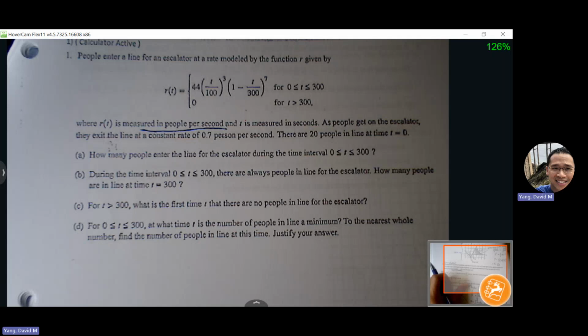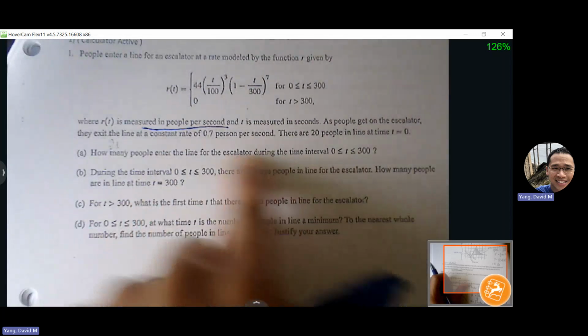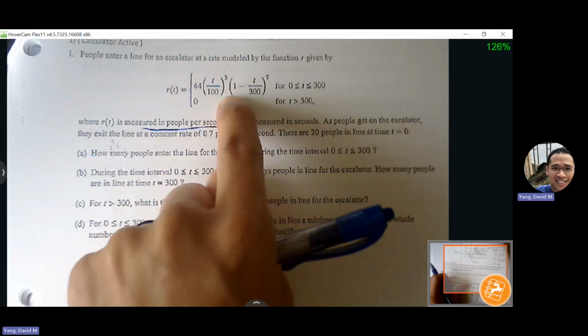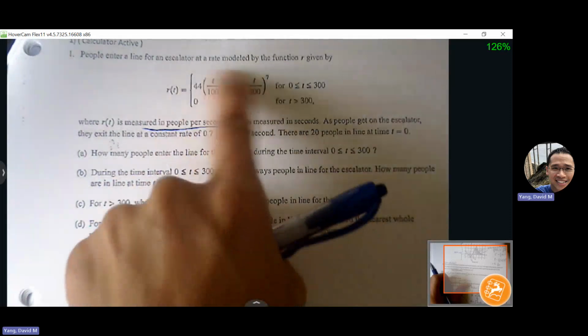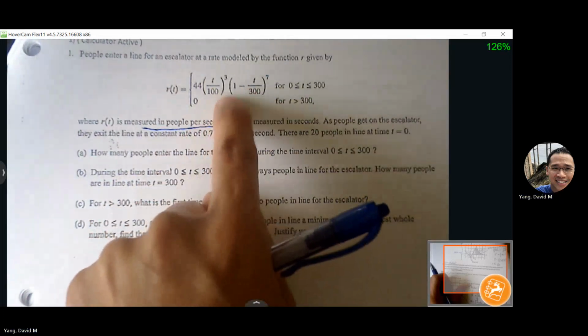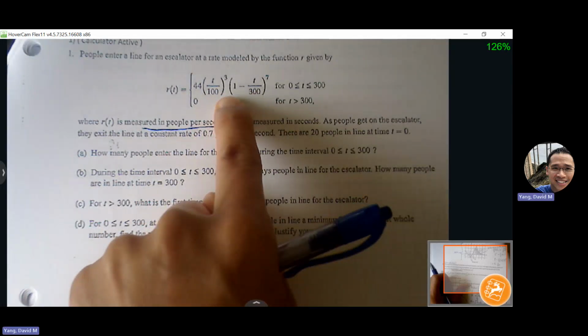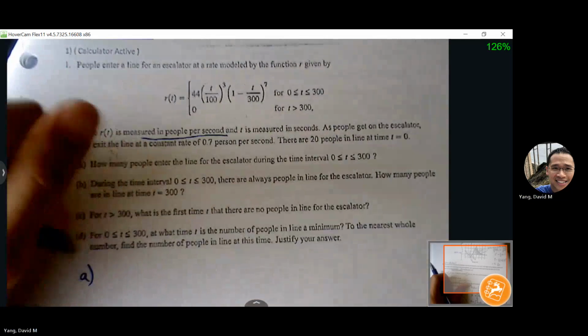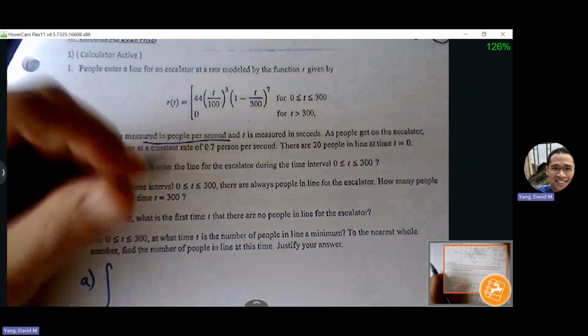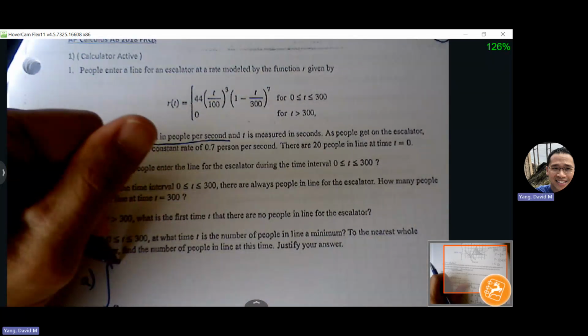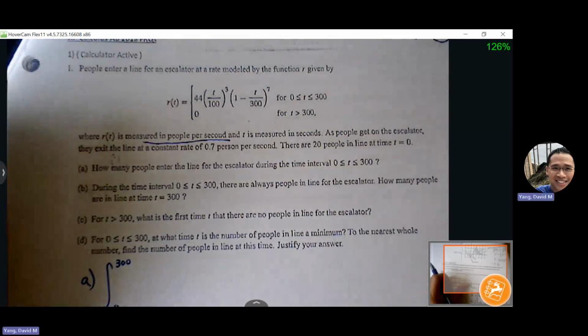Okay, so part A, how many people enter the line for the escalator during the time from 0 to 300? You know, part A is always going to be a little bit more straightforward, a little bit easier, just trying to get us into the problem here. So we know that we have the rate at which people are entering. So if I want to find the number of people, I can just take the what of this rate? Antiderivative, yeah.